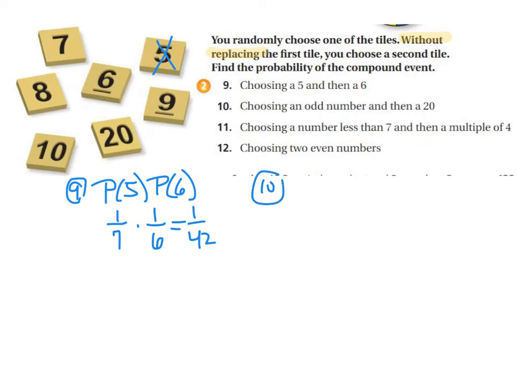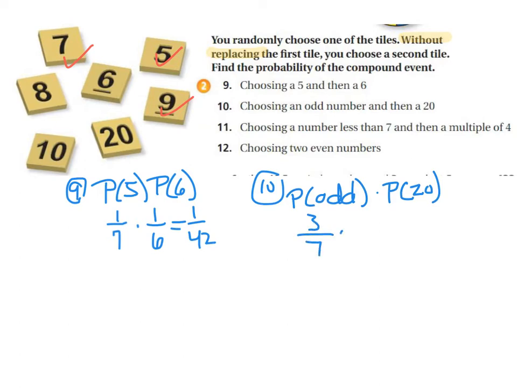Let's look at number 10. And let me get rid of that. All right, so now I'm looking for the probability of choosing an odd number from those tiles and then a 20. So the odd numbers would be 5, 7, 9, and that's it. So 3 out of 7 tiles are odd.